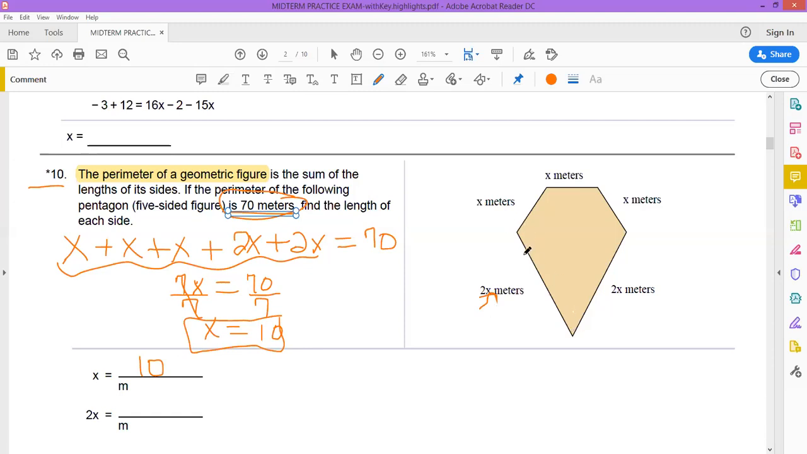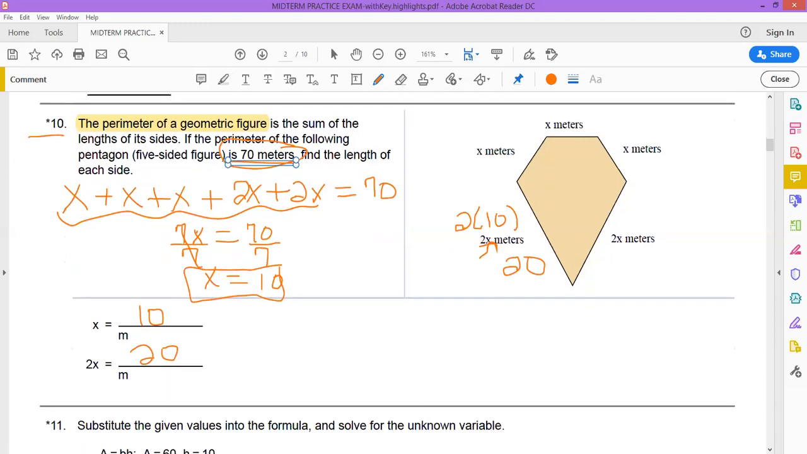We want to know what the longer side is. So now that we know the value of x, we can substitute it. 2 times 10 or 20. And that will be your solution for number 10.